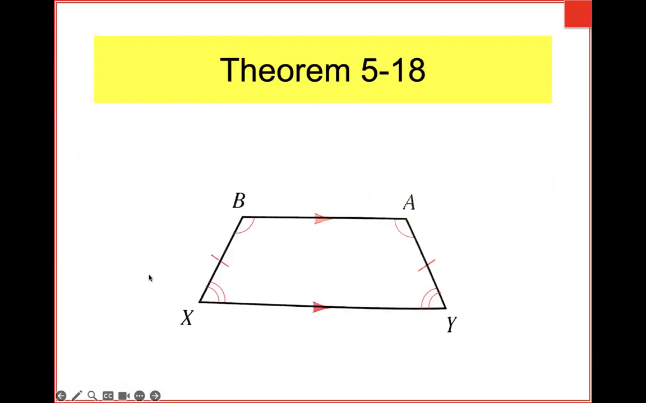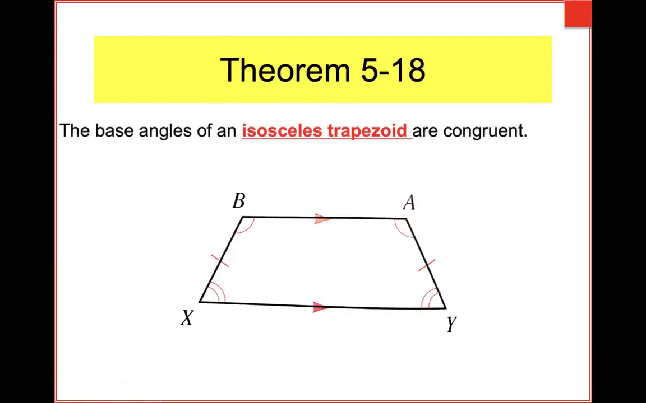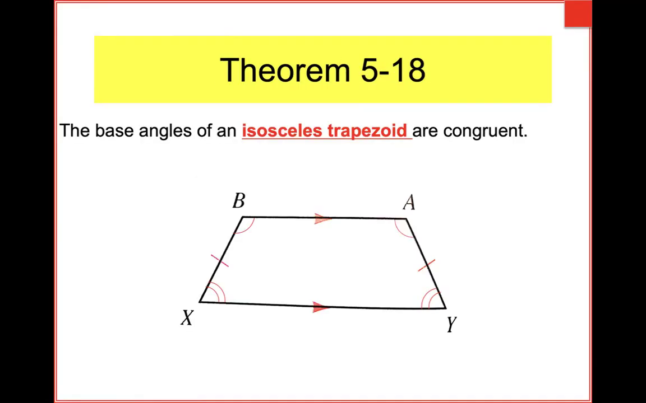All right, so what did we just prove? We proved that the base angles of an isosceles trapezoid are congruent. We didn't say anything about just a normal trapezoid or a right trapezoid, but for an isosceles trapezoid, the base angles are congruent. Now, I want you to notice it doesn't mean that X is congruent to B, right? X is, by observation or visual inspection, acute, and angle B is obtuse. But the base angles themselves are congruent, B and A and X and Y.